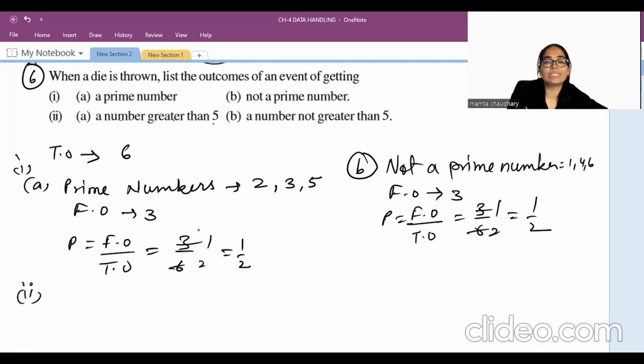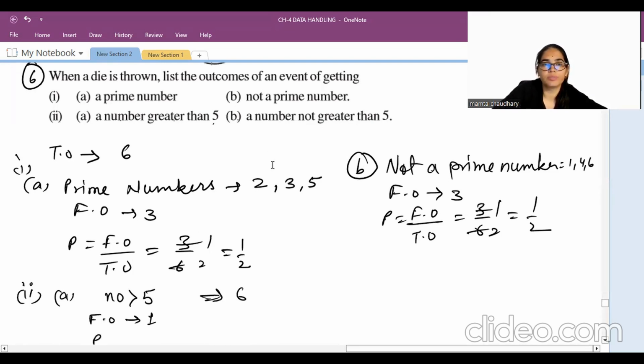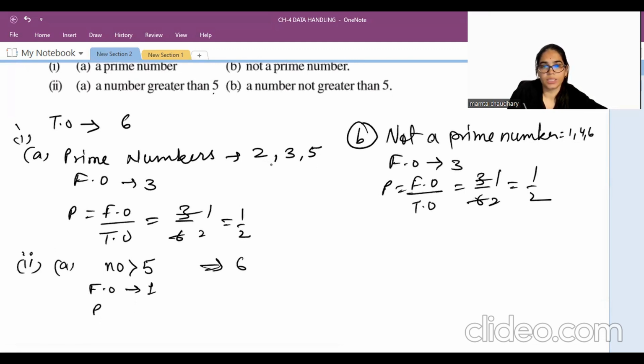A number greater than 5. A number which is greater than 5. So how many favorable outcomes are there? Number greater than 5. First, let's see. Only 6 is the number greater than 5, so favorable outcome 1. So probability will be favorable outcomes upon total outcomes, 1 by 6.